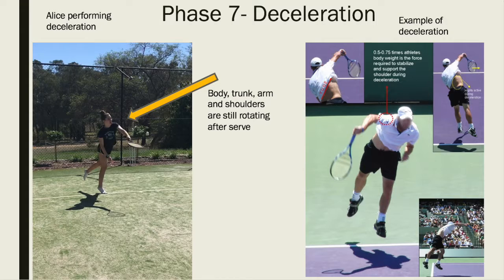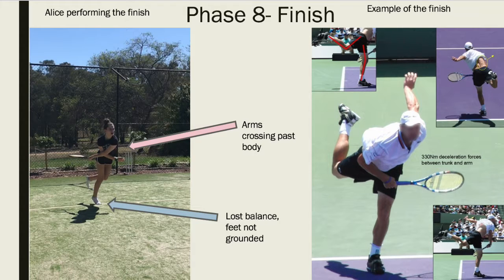During deceleration, the body, trunk, and arm and shoulder rotation keeps following through after contact with the ball. The participant has showcased great use of a continuous follow-through after contact with the ball has occurred. This can be seen as her arms have continued towards her body and her trunk is still rotating. The last phase of Kovacs and Ellenbecker's 2011 8-stage model is the finish.